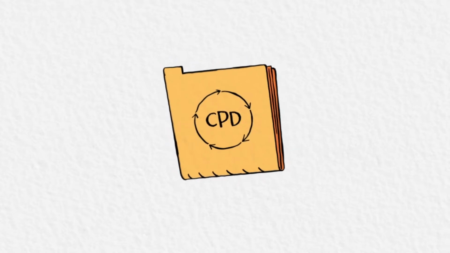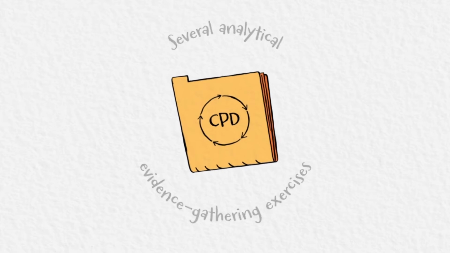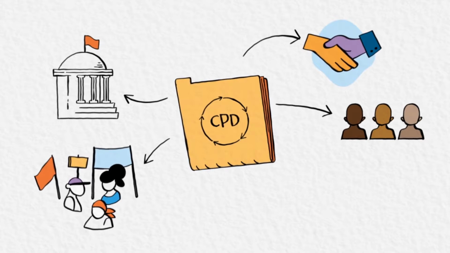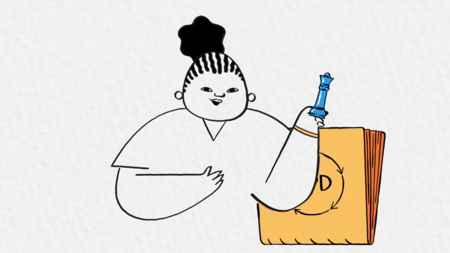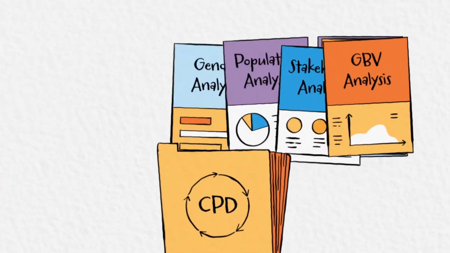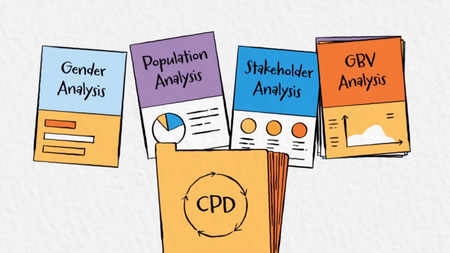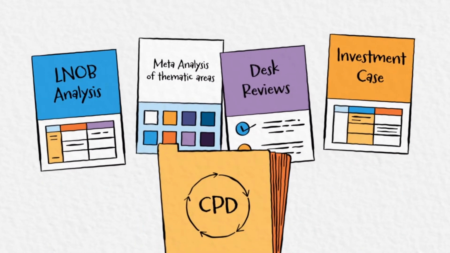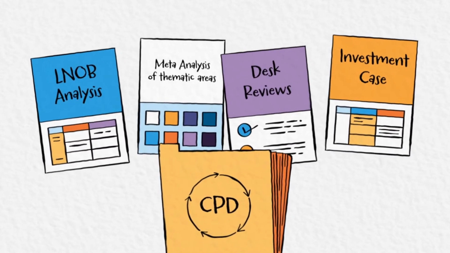The country office must conduct several analytical evidence gathering exercises and inclusive consultations with the national government, civil society, implementing partners, the target population, and other UN agencies to inform the country program's strategic approach and priorities. The evaluative evidence and key analysis include the following: gender analysis, population analysis, stakeholder analysis, GBV analysis, LNOB analysis, meta-analysis of thematic areas, desk reviews, investment case.